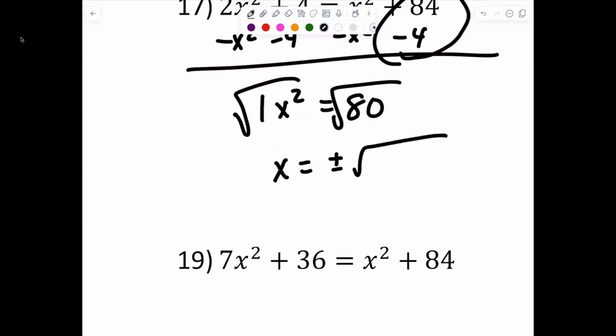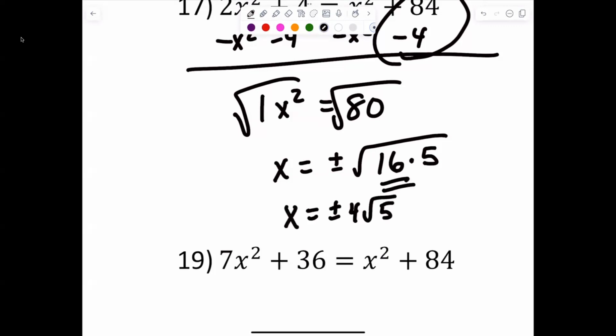Does anybody remember what 80 broke down to? Definitely not 10 and 8. 20 and 4 is good, but there's a better one. What else? Yeah, I'd like for you to remember it's 16 and 5. So then it becomes what? 4. Right, x equals plus or minus 4 radical 5.